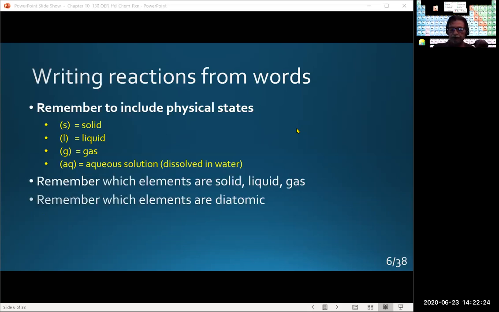So remember which are solids, liquids, and gases. Also remember which are diatomic. There's only 7.